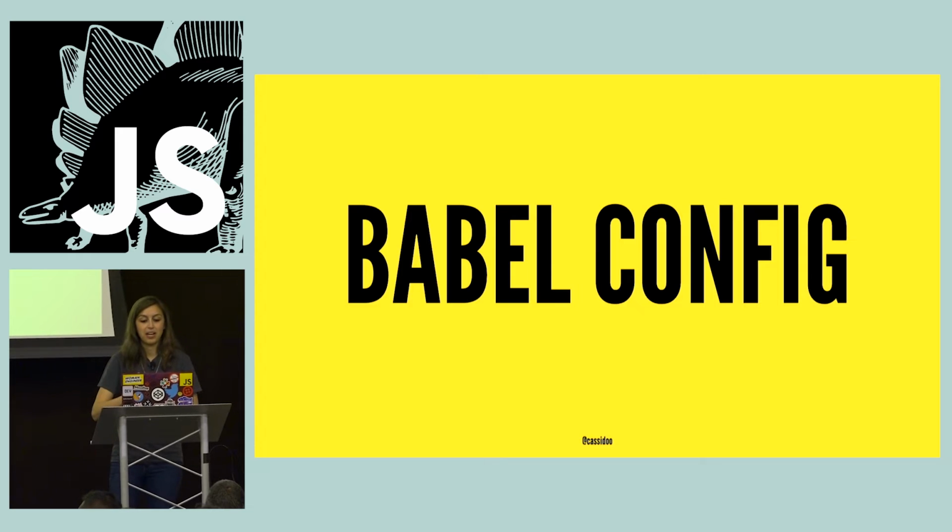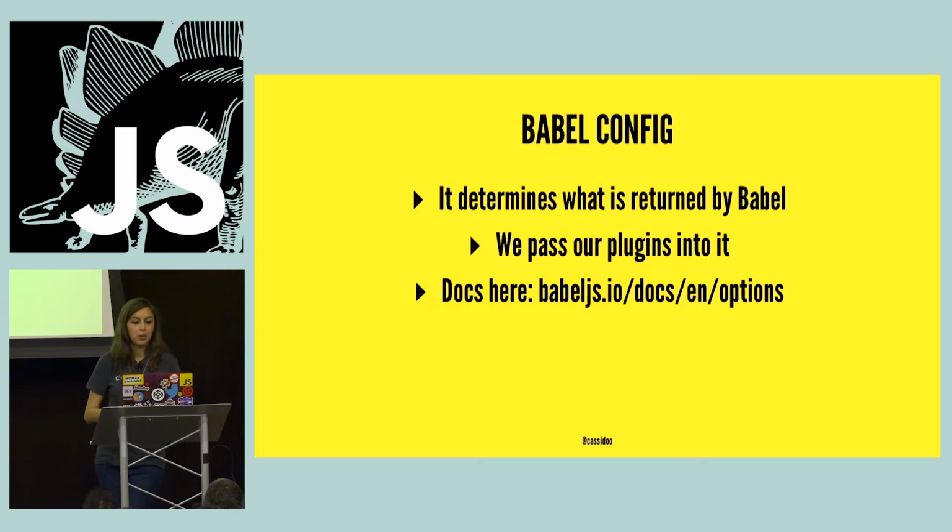And the next thing we had to work on was the Babel config. That's all of the different options and actually putting the plugins in for Babel to consume and send out into the world. So the Babel config determines what is actually returned by Babel. And like I said, all the plugins, all the options that we might want to put in there. There's docs for it. This is a long link, so you don't need to memorize that. I can tweet that one out.